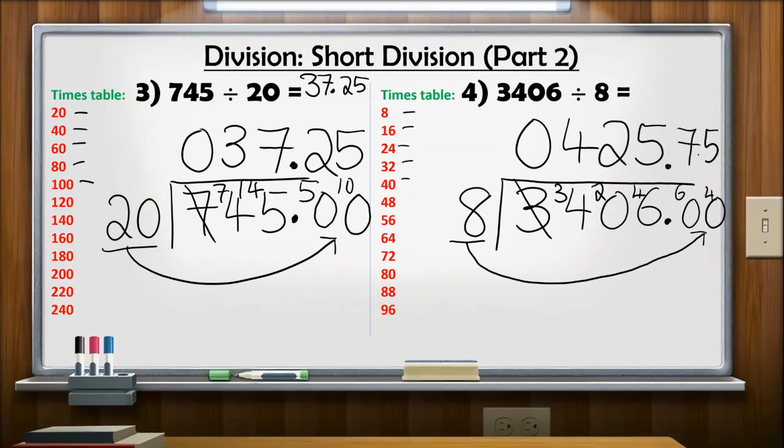So there we have it. The answer to 3,406 divided by 8 is 425.75. Now that you have seen my 4 examples and you have seen the steps that we need to take to get to our answer, please have a go at Mr. Khan's skills check questions.